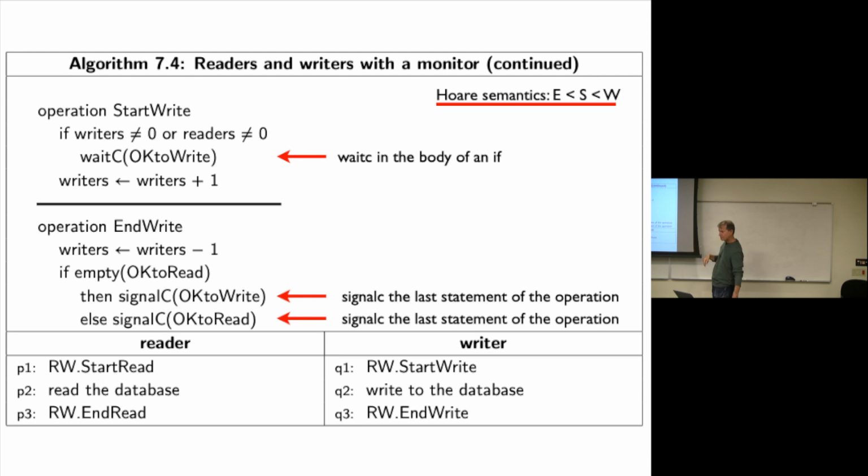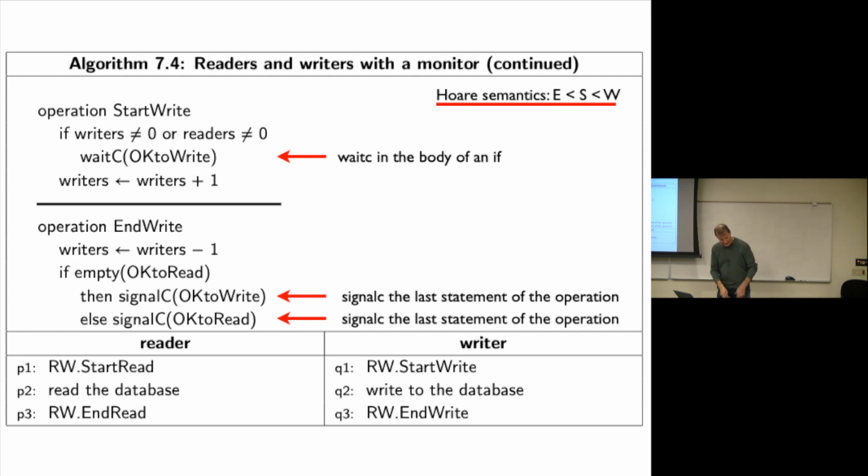What if both OK to write and OK to read are empty? Then it will signal, this is an else. It will signal, if OK to read is not empty, it will signal OK to read. Wait, did I say that right? What if OK to read is empty and OK to write is empty? It only checks OK to read. So can it signal something that's empty? Yes, it can, in which case it just goes on.